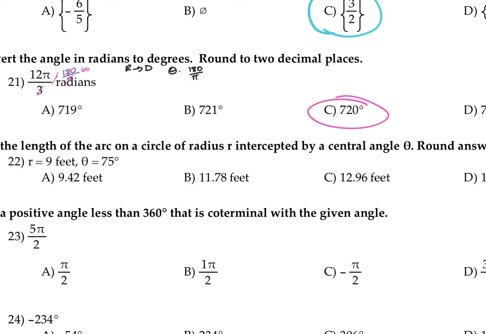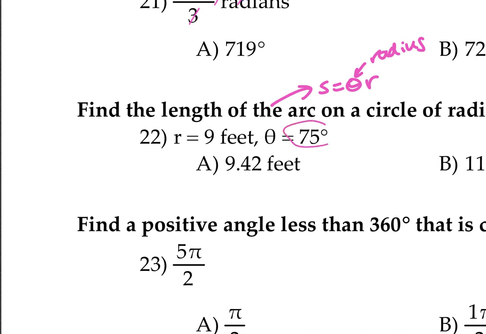For number 22, we're doing arc length. So the length of the arc is s equals r theta, or s equals theta times the radius, but theta has to be in radians. So the first thing we're going to do is take theta here. To get it into radians, we multiply by pi over 180.